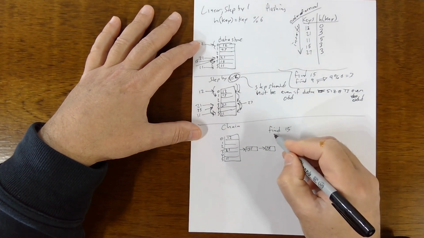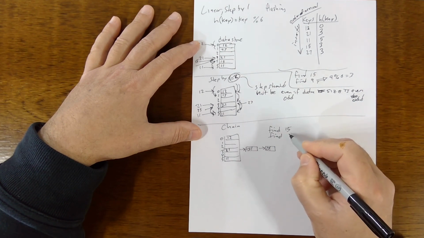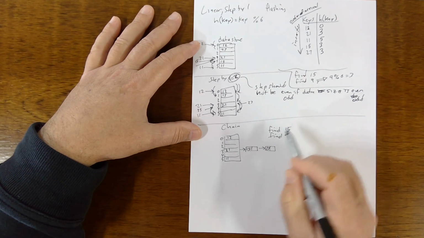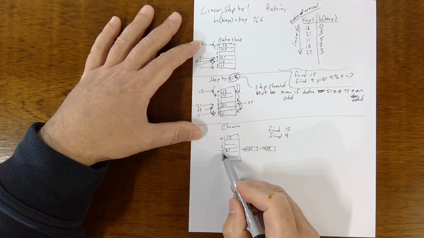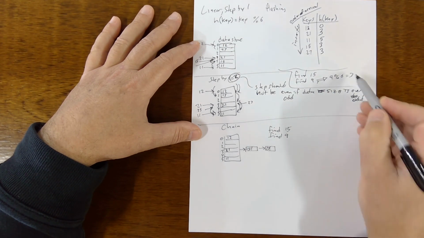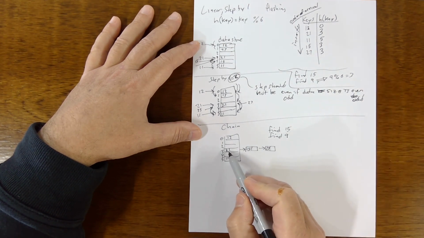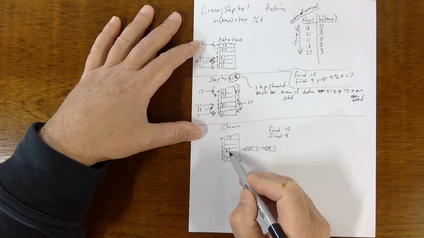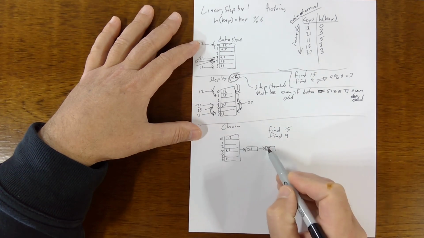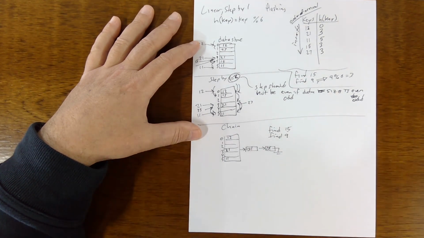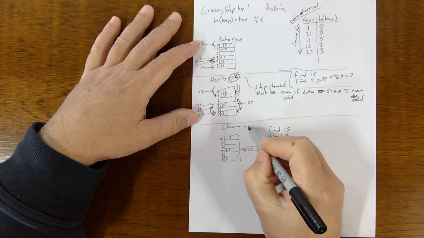Or if you were going to find that same guy that hashes to 3, like if you were going to find 9, you'd start at 3, because 9 hashes to an index of 3. You're looking for 9. 9 is not 21, it's not 15, it's not 27, and you've reached the end of the list, so 9's not there. Okay, that's chaining.